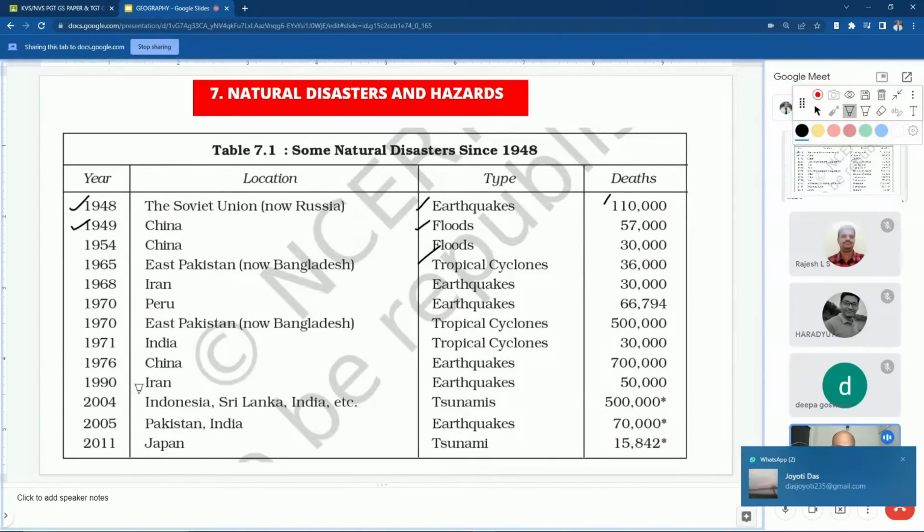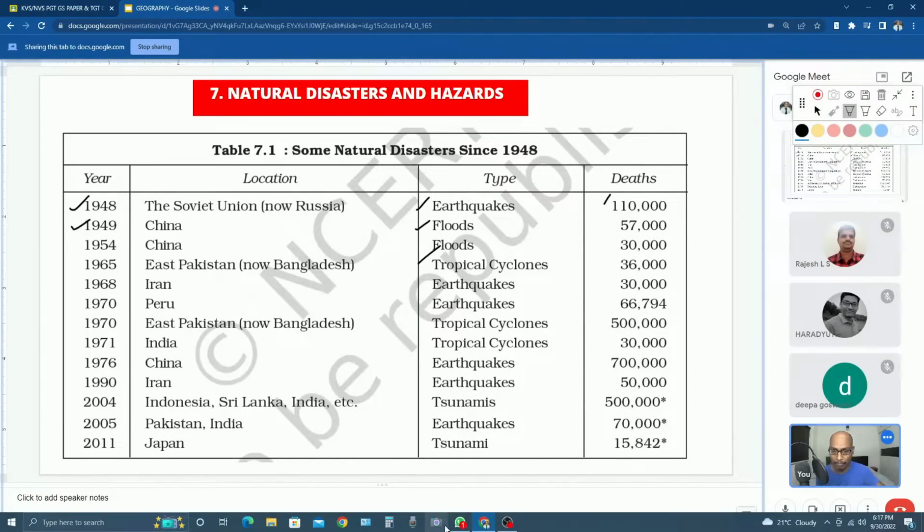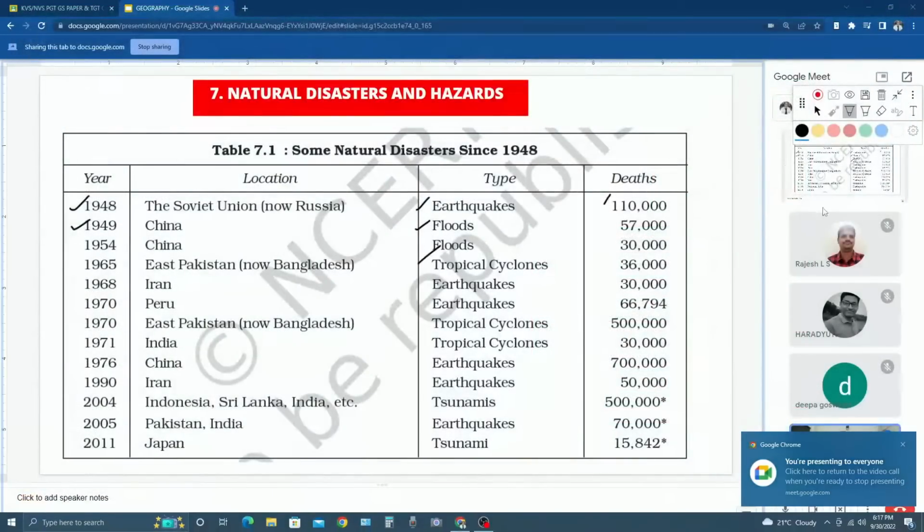And then we know that recently we understood. I'll just close my WhatsApp so that there is no disturbance.